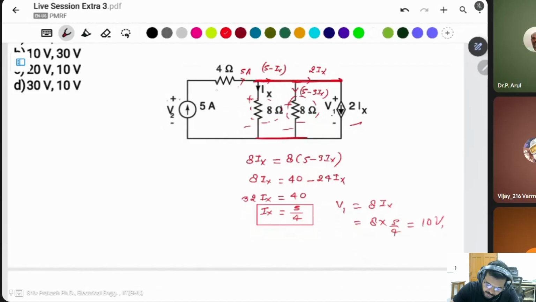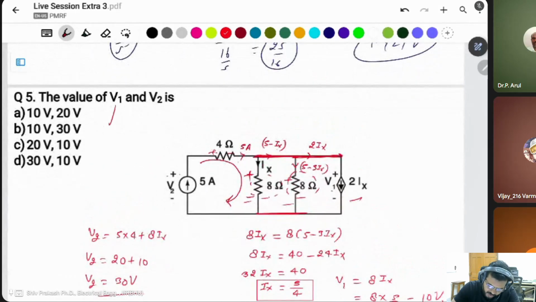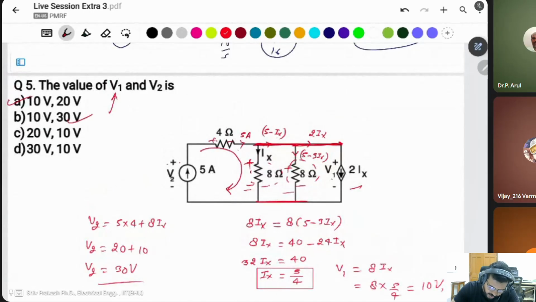What is V2? V2 is this voltage. V2 is equal to this voltage drop and this voltage drop, so it will be 5 into 4 plus 8 Ix. That is 20, and 8 Ix is 10. So V2 is equal to 30. V1 is 10 and V2 is equal to 30. First it is asking V1, and V1 is 10 and V2 is 30.